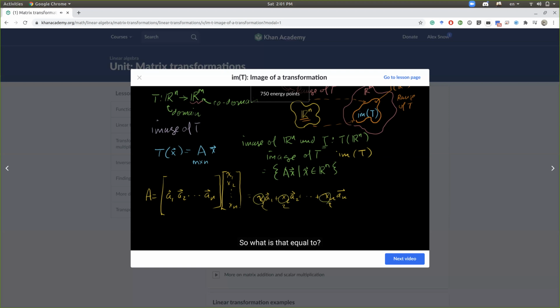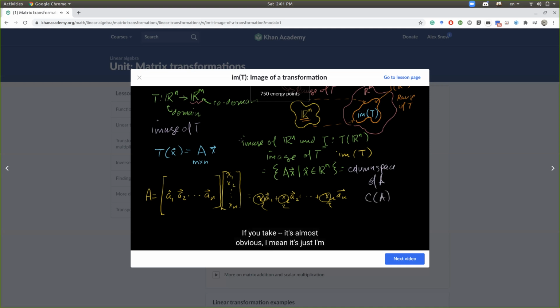So what is that equal to? That is equal to, and we touched on this when we introduced the idea, the column space of A, or we just denoted it sometimes as C of A. So that's a pretty neat result.